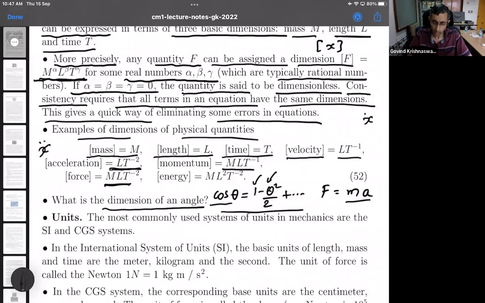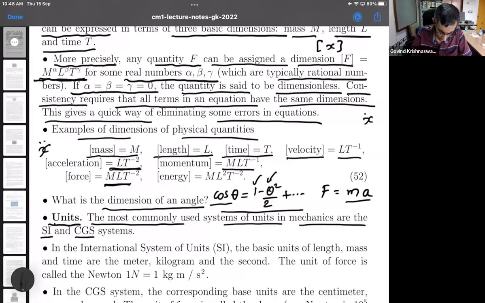Okay, so that is as far as dimensions are concerned. We have a related concept, namely that of units. So when I say something has a mass of 1 kilogram, we are saying two things. First of all, that it has the dimensions of mass, and that its mass in some standard unit is 1. So what is that standard unit? The most commonly used systems of units in mechanics are the international system and the centimeter gram second, CGS, systems. Of course conventions differ, and therefore we have different systems of units.